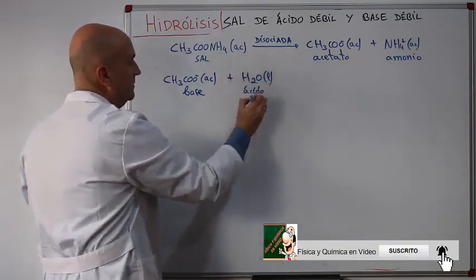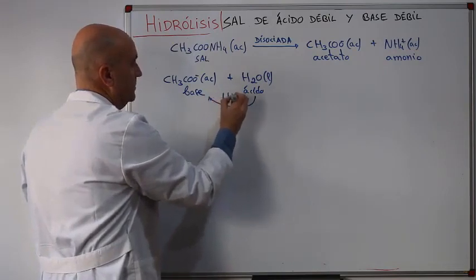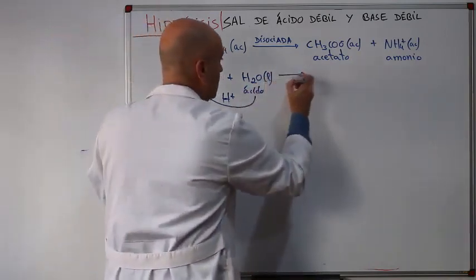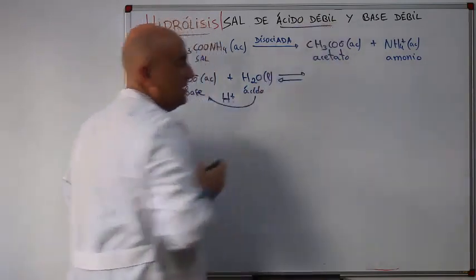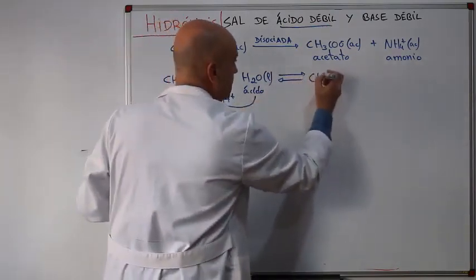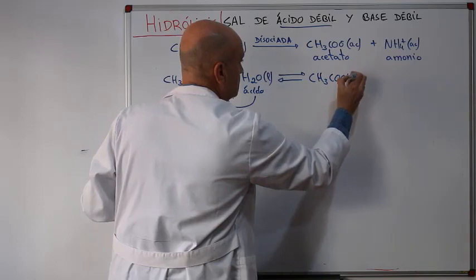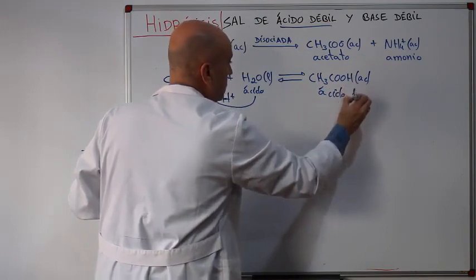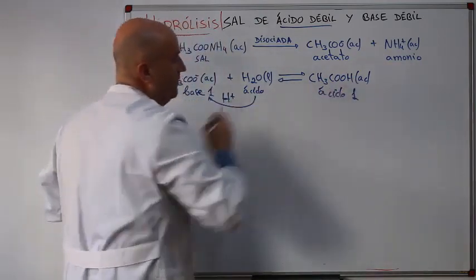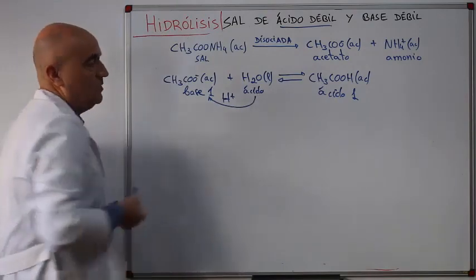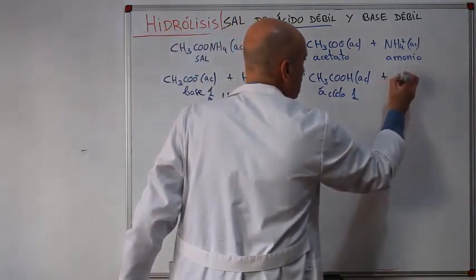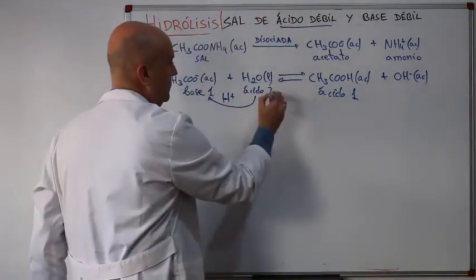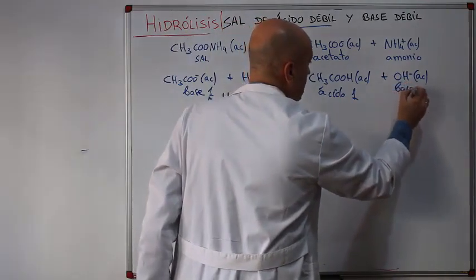From here to here, a proton moves from the water to the acetate and stays on the right. The weak acid, here you have it, is acetic acid, CH3COOH, also in aqueous solution. This is acid number 1, and this is its conjugate base. Of course, the water, when we have removed the proton, I am left with the hydroxide ions, also in aqueous solution. This would be acid number 2, and this is the conjugate base number 2.